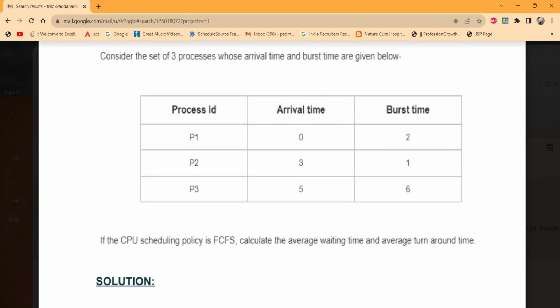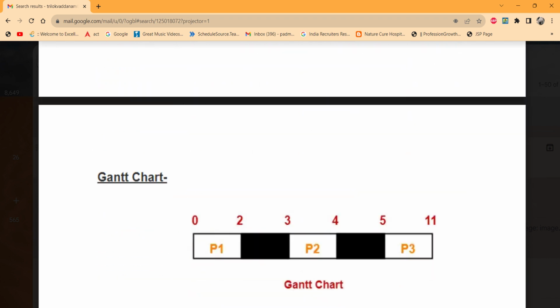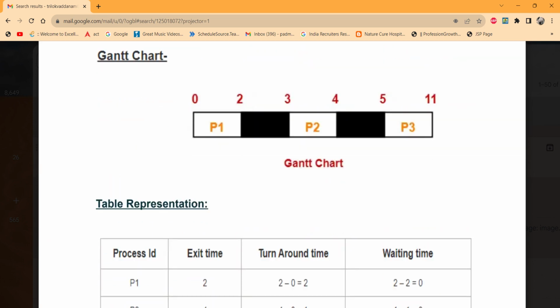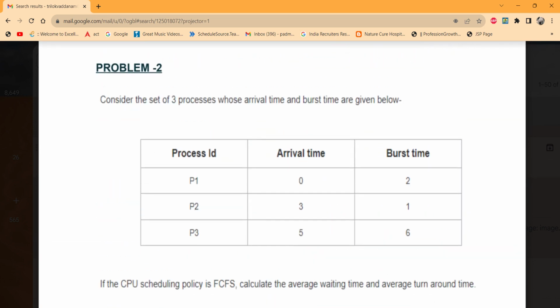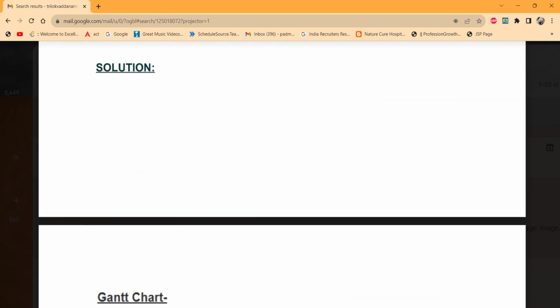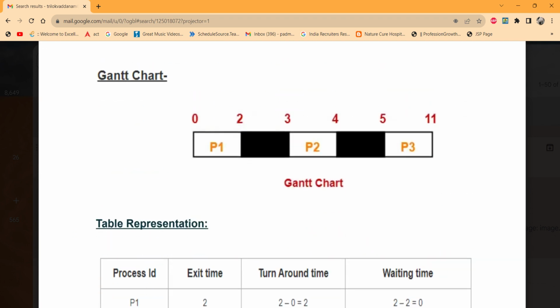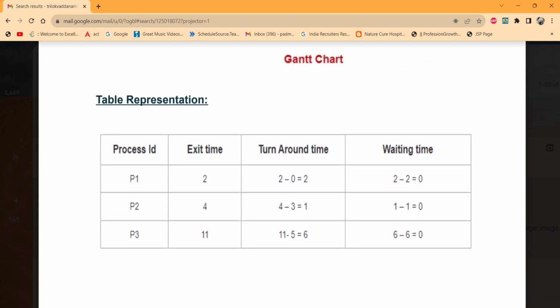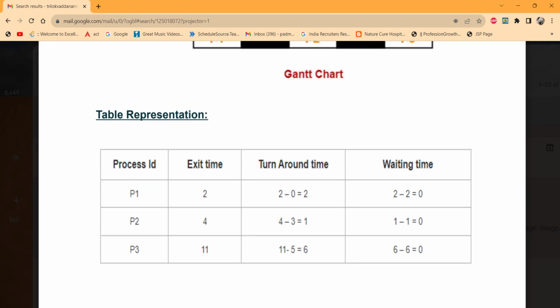Again from 4 to 5 no process has arrived, so the CPU is idle. At 5, process P3 has arrived. It is given to the CPU for 6 units. 6 plus 5 is 11. So at the 11th unit the process P3 will exit. Now, based on the exit time, the turnaround time and waiting time are calculated.